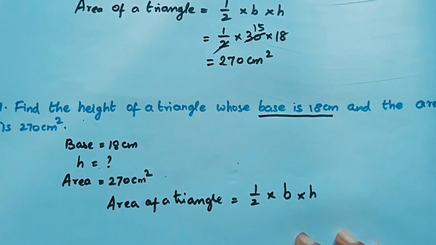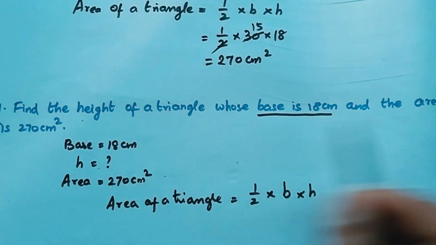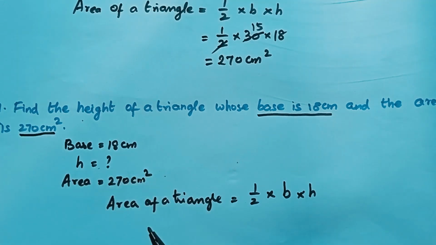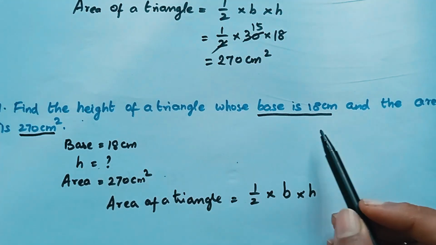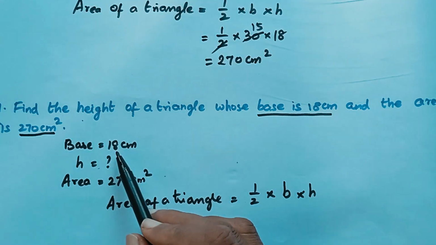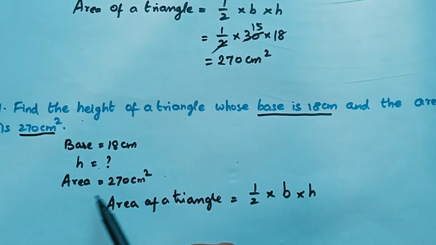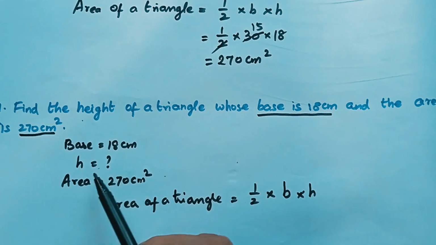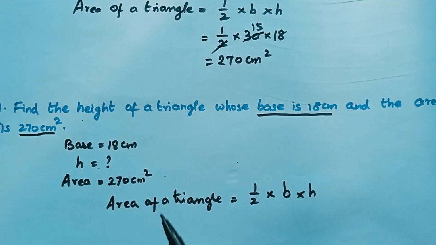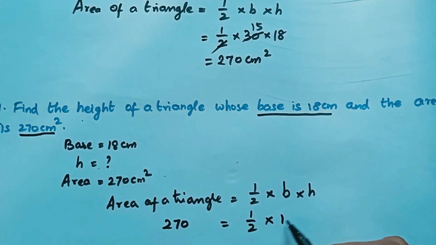Find the height of a triangle whose base is 18 centimeter and area is 270 centimeter square. In this question they have given the base as 18 centimeter and they also have given the area as 270 centimeter square. But we need to find the height. So again use the same formula. Area of triangle is equal to half into base into height. Area they have given as 270. So 270 is equal to half into base is 18 into h. So actually we need to find h, right?